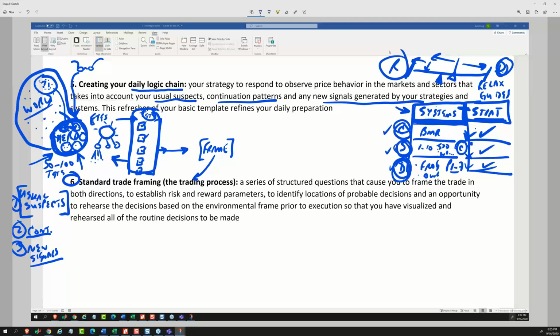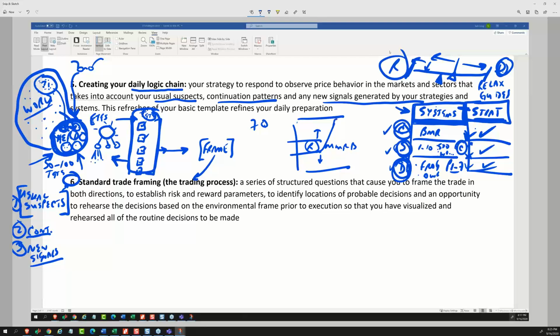So when I go through the framing process, as I'm going to describe in number 6, I'm answering the 7 questions. I'm setting up mechanical entries to go long, to go short. I have the unit of risk, maybe that's an MMRB. Where's the reasonable targets? What is my strategy to trail?